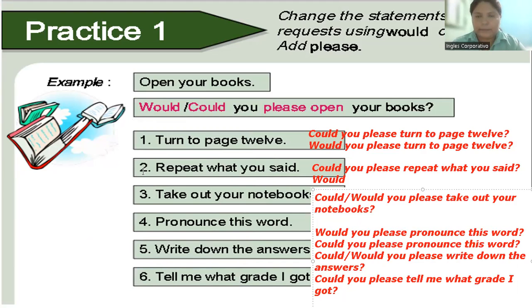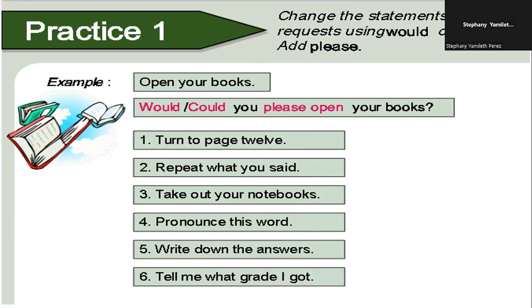Yes. You can send it to the group, okay? Pueden enviarla al grupo para que la tengan ahí, okay? So just in case you need us to check some examples. May I continue? Yes, teacher. Okay, thanks.